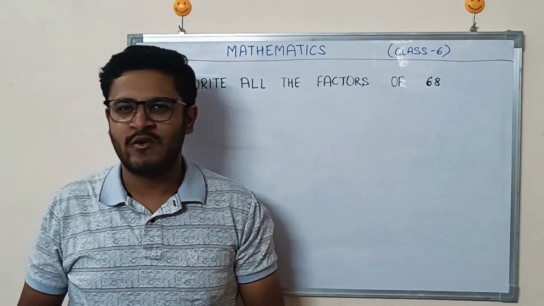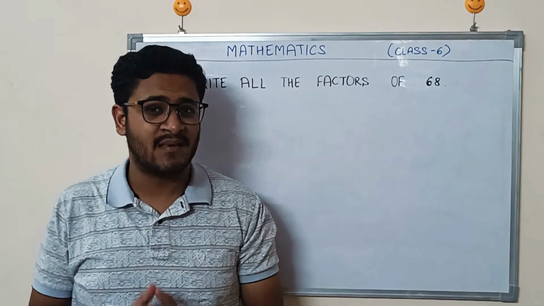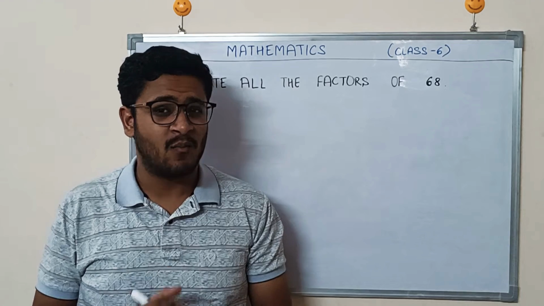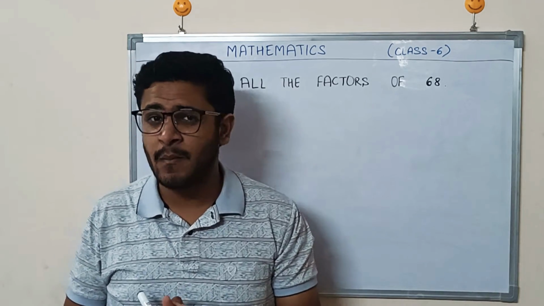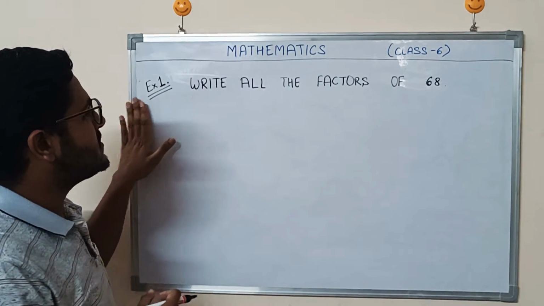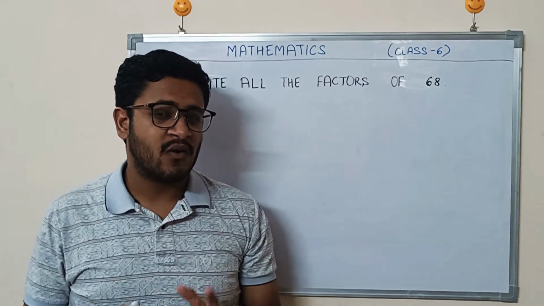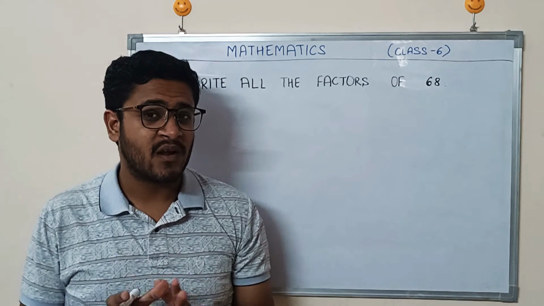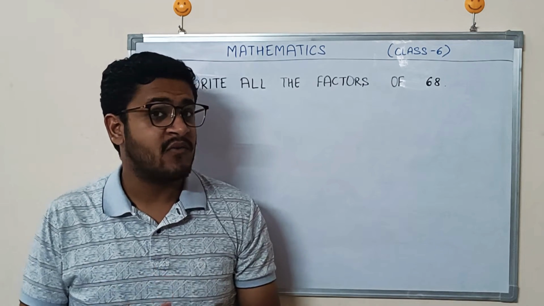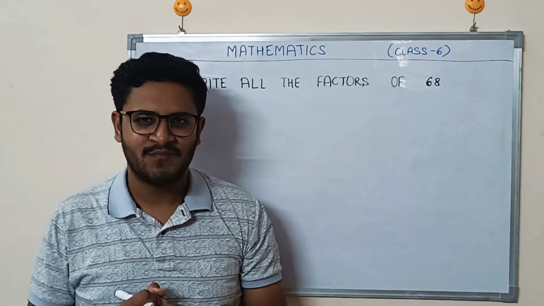So in the previous video, we talked about factors, multiples and exact numbers. Now let's discuss some examples to understand all this in a better way. The first example is: write all the factors of the number 68. First of all, what we discussed in the previous video: what are factors? A factor is a number which is an exact divisor of that number, right?